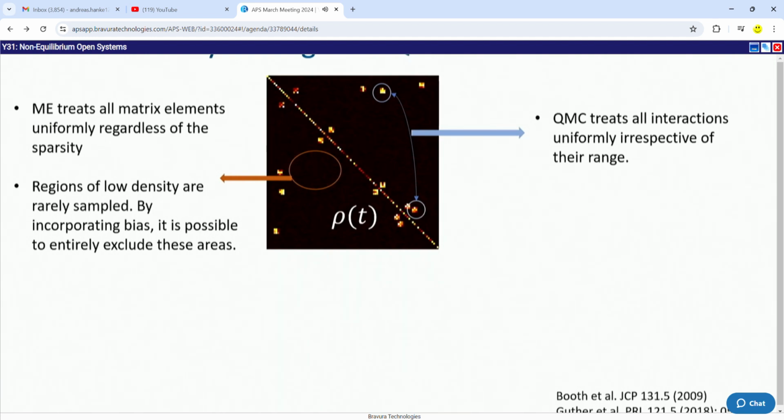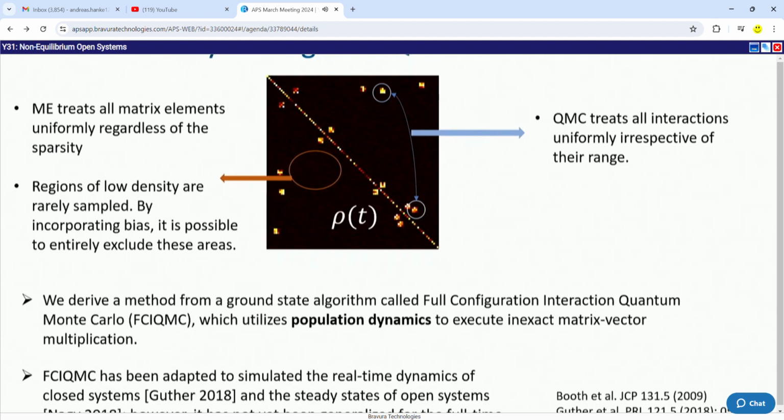But definitely, there's no free lunch. QMC has its own problem, which we call the numerical sign problem. Here we develop a method which is well known in quantum chemistry, called full configuration interaction quantum Monte Carlo. It was originally proposed to simulate the ground state energy of chemical systems.